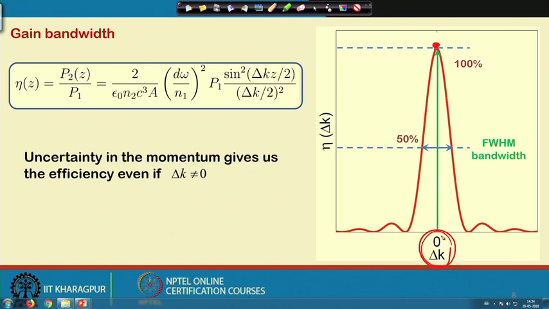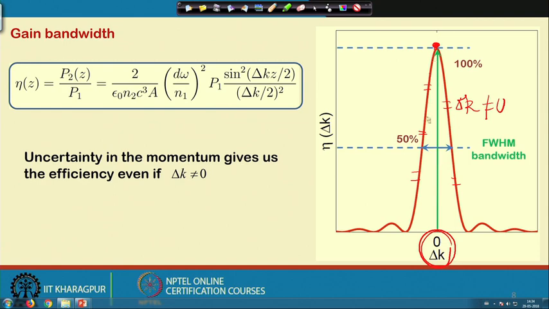Now, the question is, if I plot these things as a function of delta k, we can see that even if delta k is not equal to 0, for example, this point, this point, this point or this point, where delta k is not equal to 0, in all the cases we still have some amount of efficiency. So, delta k not equal to 0 still gives some amount of efficiency.